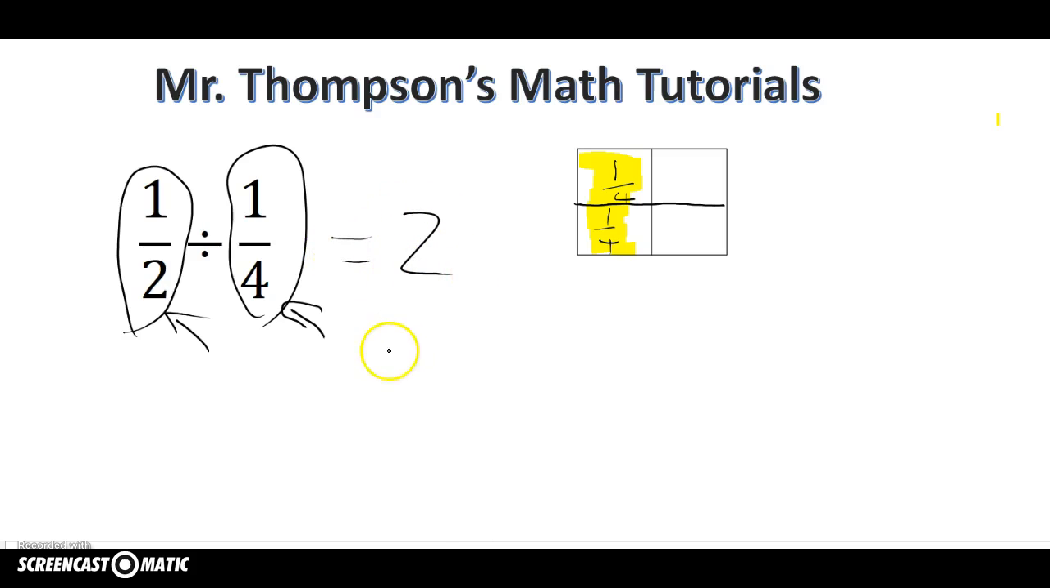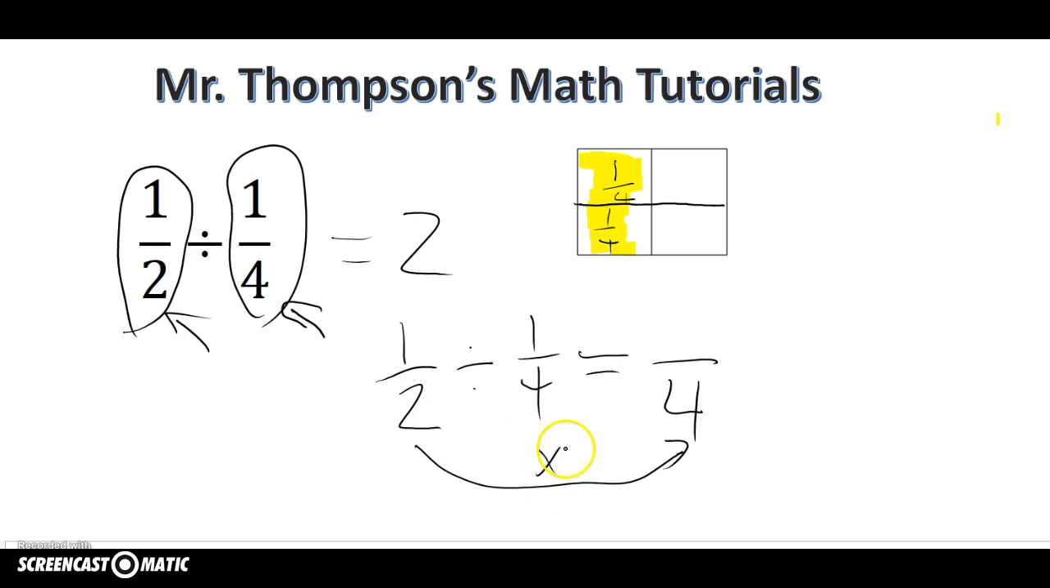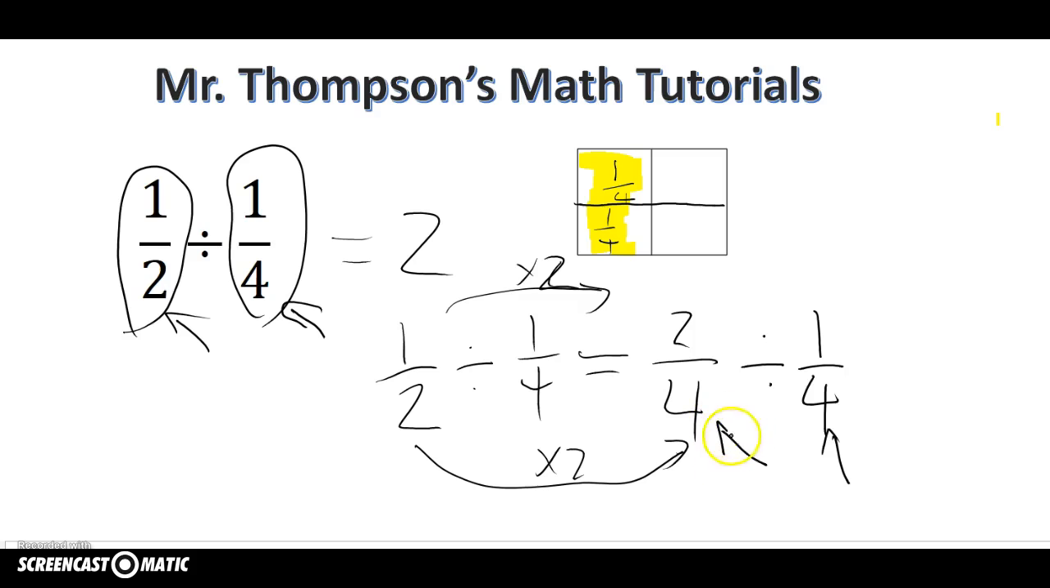Now, let's have a look at that mathematically. If I was to make these into like fractions, so I've got 1/2 and I'm dividing it by 1/4, it would look something like this. I want to know how many quarters 1/2 is, so I'm going to multiply 2 times 2 to get 4, and I'm going to multiply 1 times 2 to get 2. So I can see that 1/2 is in fact 2 quarters, and I'm asking how many groups of 1/4 are in 2 quarters. And I think it's pretty obvious that the answer is 2.